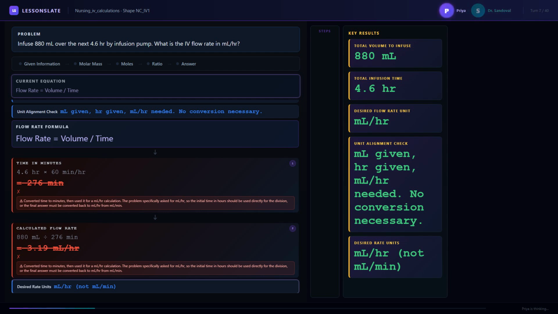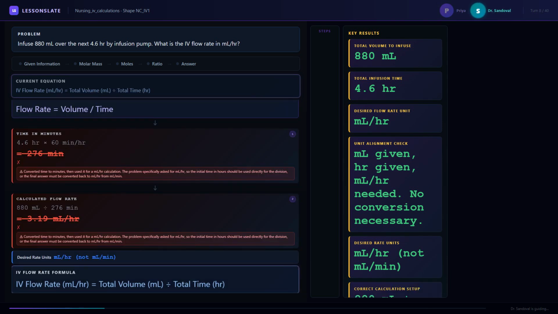Oh, you're right. If I divide by 276 minutes, the unit would be milliliters per minute, not milliliters per hour. I completely missed that detail. My apologies. So, since the problem asks for milliliters per hour, I should just divide the 880 milliliters by the 4.6 hours directly, without converting the time to minutes. Let me try that. 880 milliliters divided by 4.6 hours.